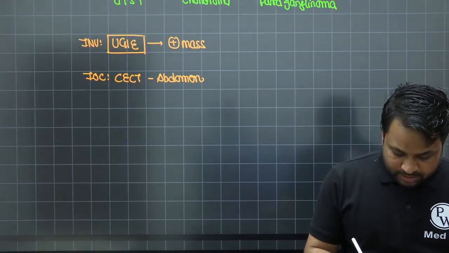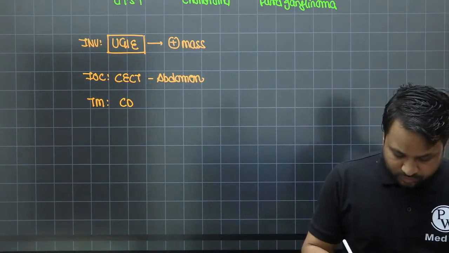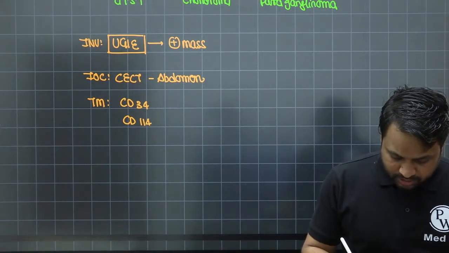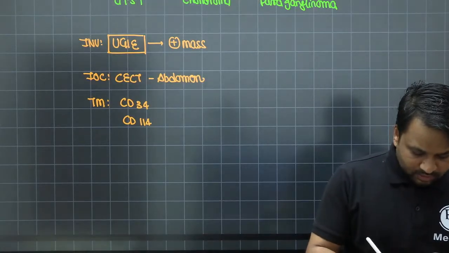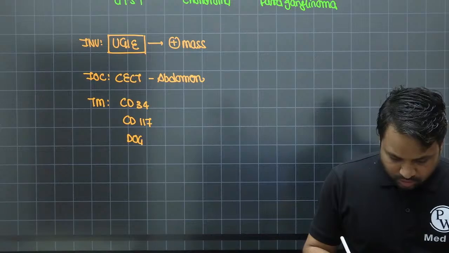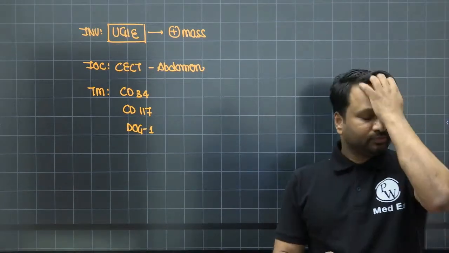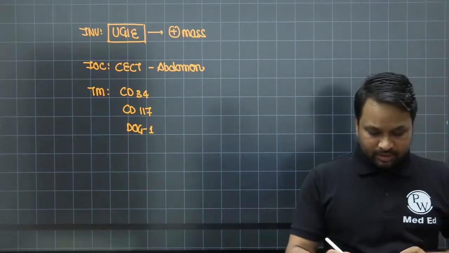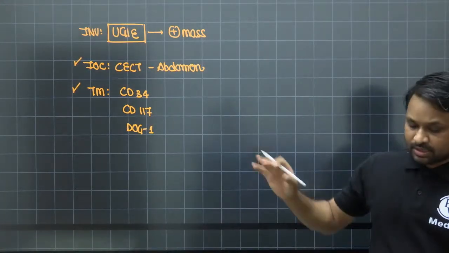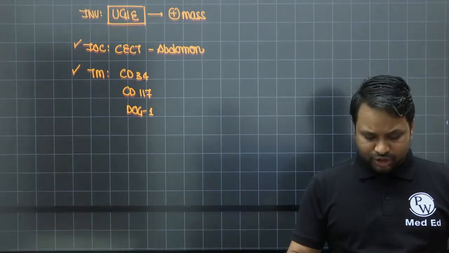The tumor markers that we usually rely on are going to be CD34, CD117, and DOG1. These are the markers that you will be relying on. Investigation of choice is going to be CT. The tumor markers are to be considered. Now, usually we'd go with a wedge-shaped resection.